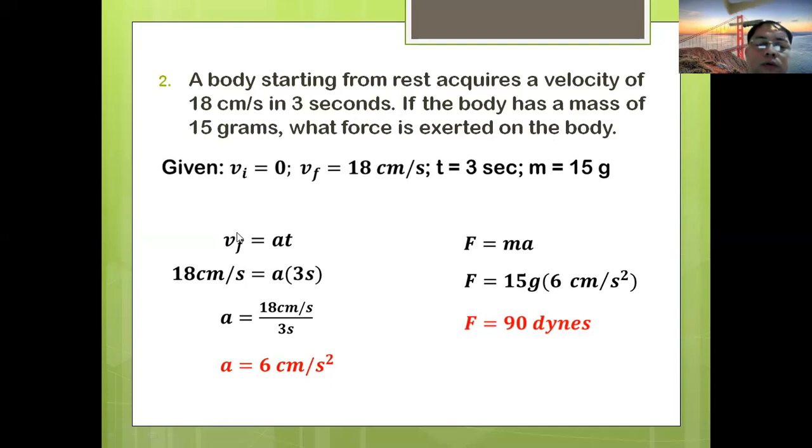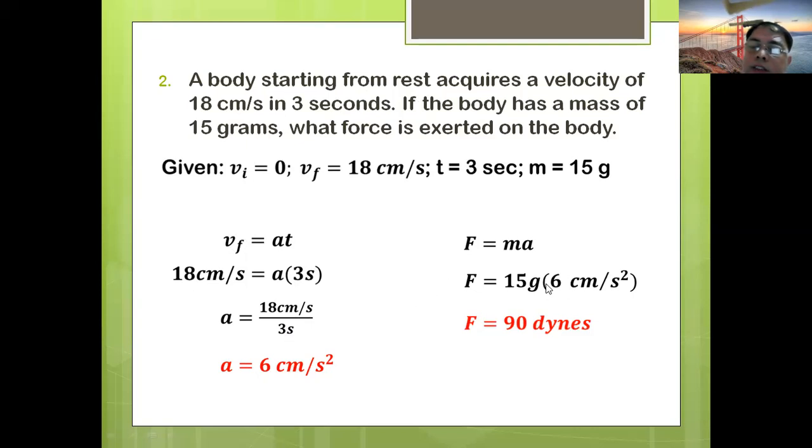So if we will solve for acceleration, then acceleration could be determined by dividing final velocity by time. So where did VF equals AT come from? It's from VF equals VI plus AT. And since the initial velocity can be understood to be zero because it starts from rest, then we can solve for A. So A is VF minus VI all over T. So dividing 18 centimeters per second by 3 seconds, the acceleration of the body is 6 centimeters per second squared.